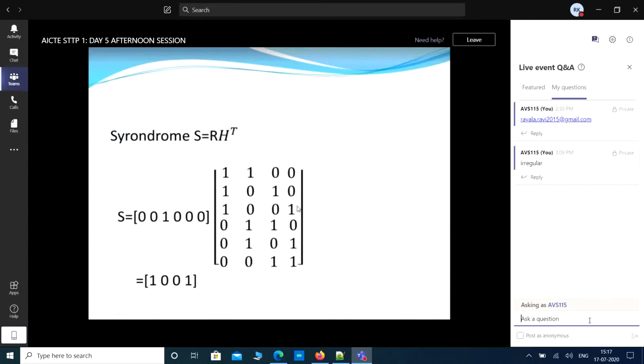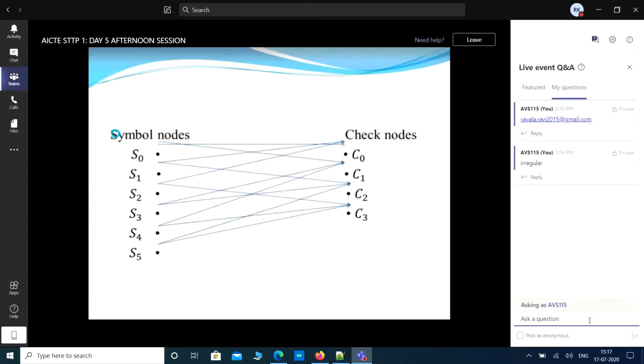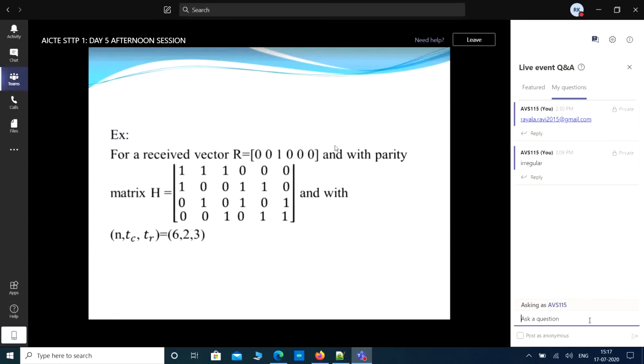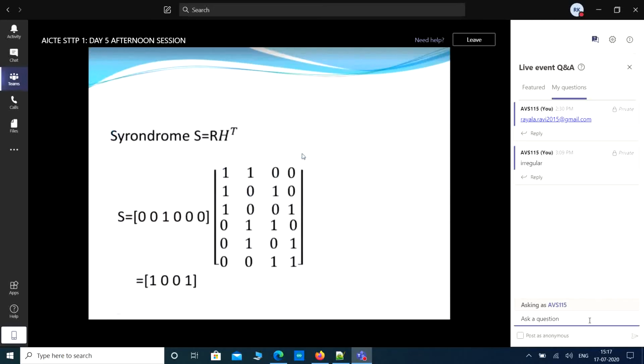After drawing the Tanner graph, calculate the syndrome. This is the next step, for calculating the syndrome only. The general mathematical formula for finding the syndrome is S equal to R into H transpose matrix, where R is the received vector. In this example, the received code word is 001000. So R is equal to 001000, the received code word, multiplied with the H transpose matrix.